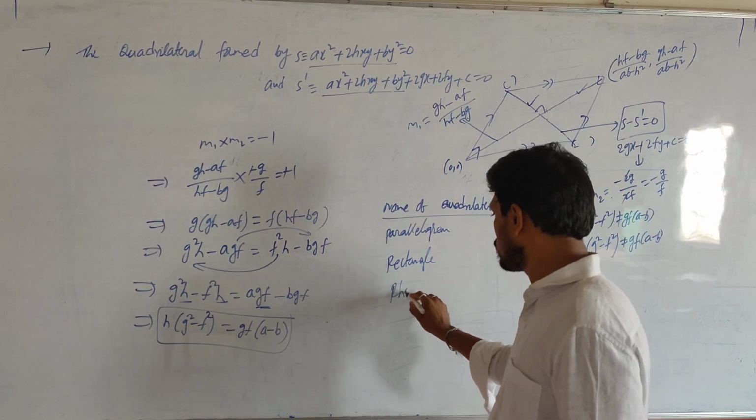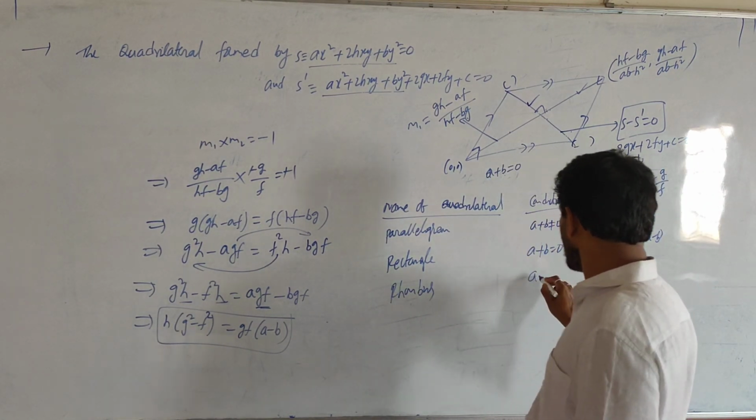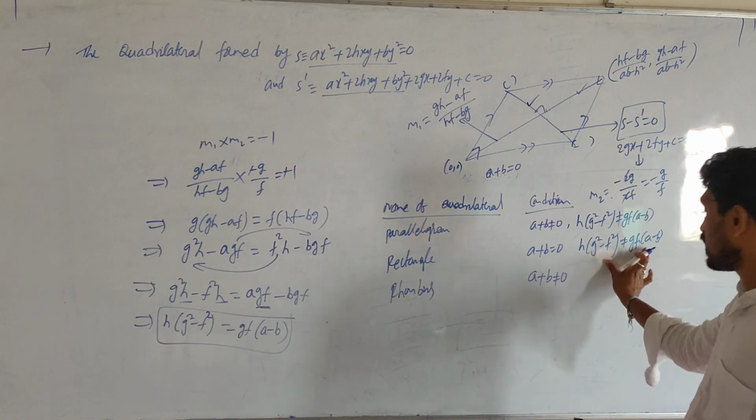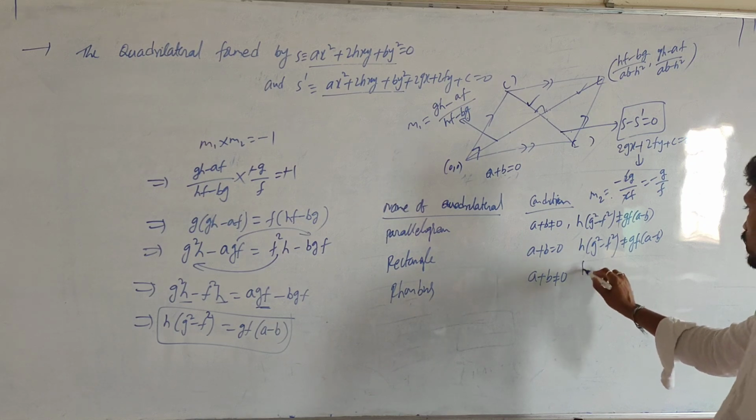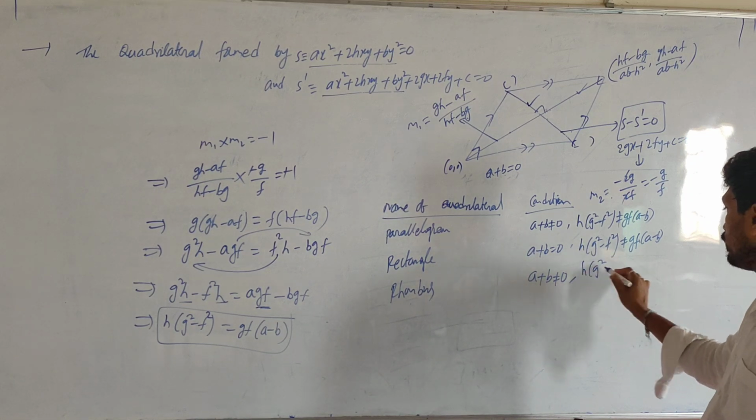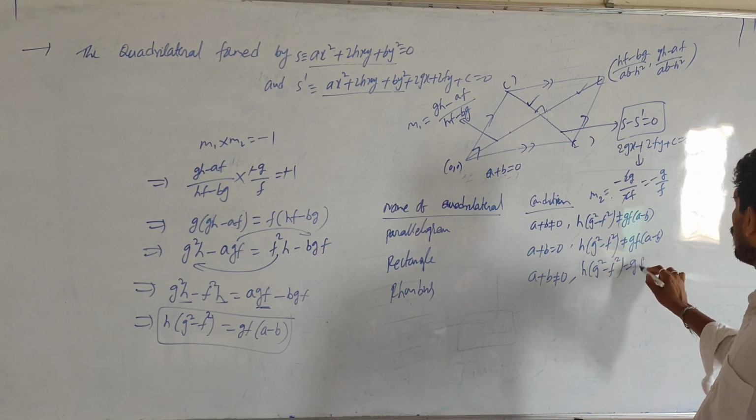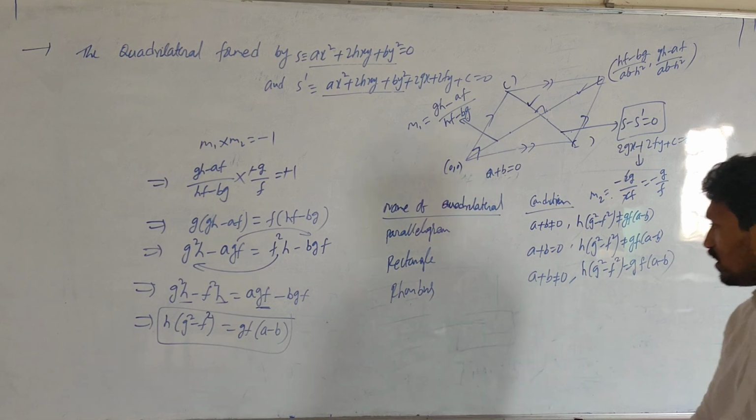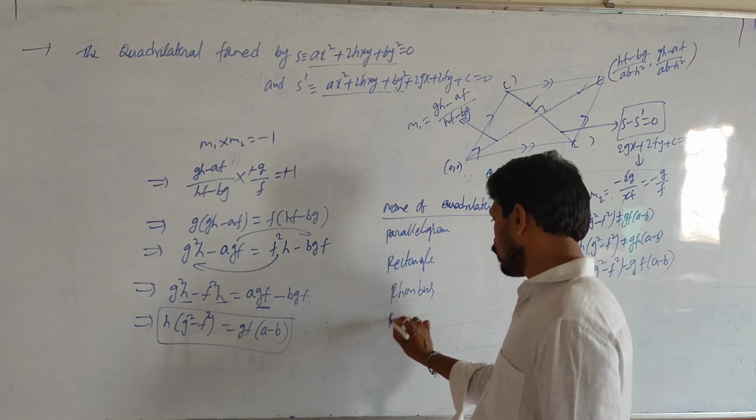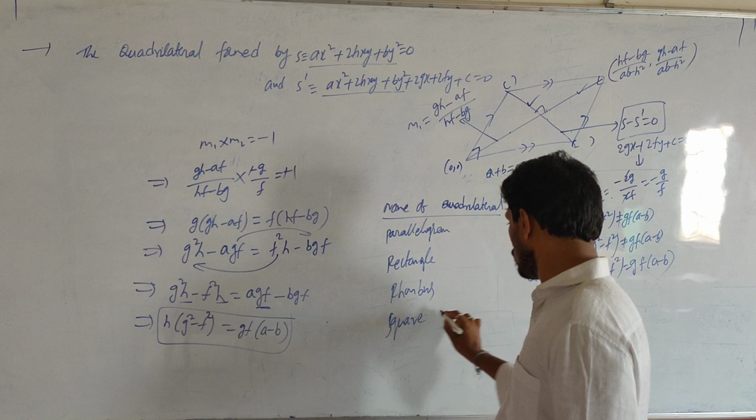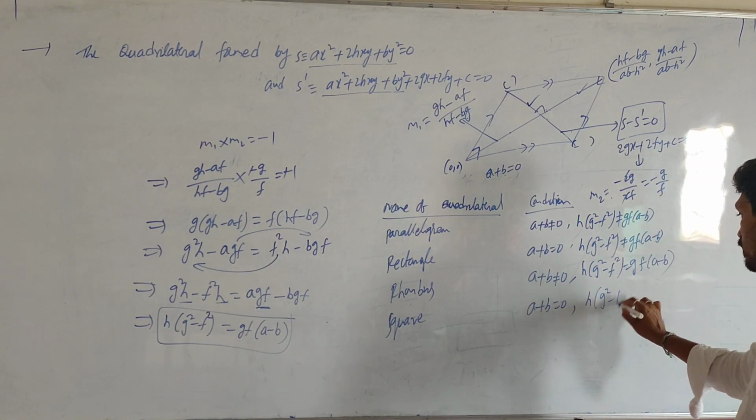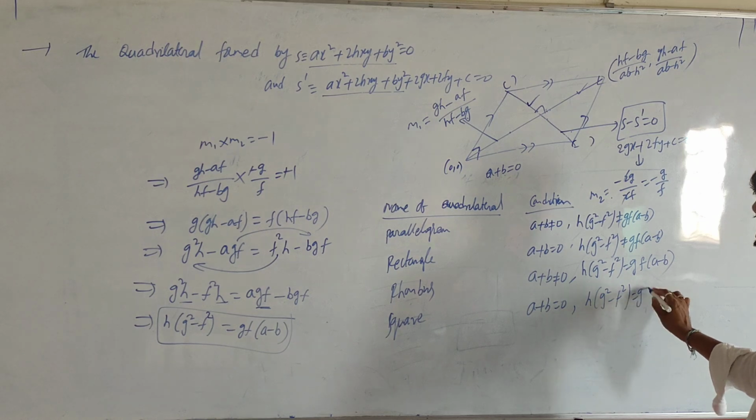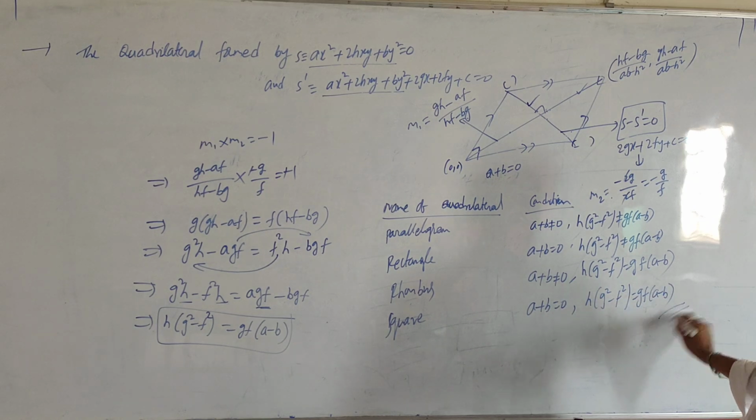Next, rhombus. Here also a plus b is not equal to 0 but the diagonals are perpendicular to each other. So h into g square minus f square is equal to gf into a minus b. Next, square. What is here? a plus b is equal to 0 and h into g square minus f square is equal to gf into a minus b. These are the conditions.